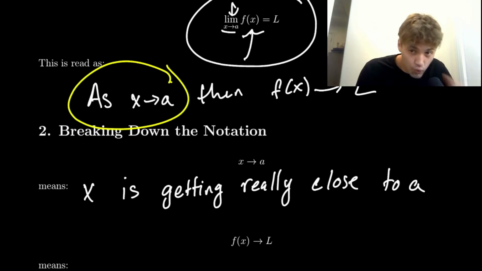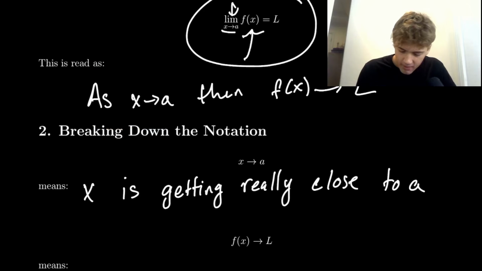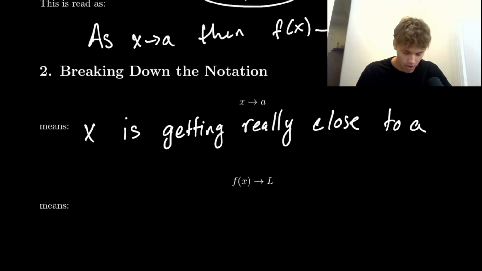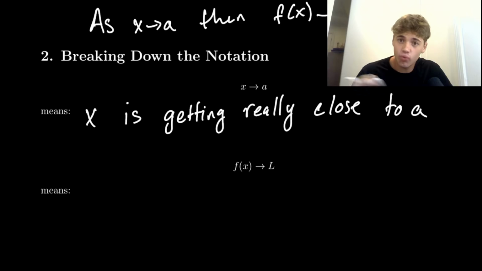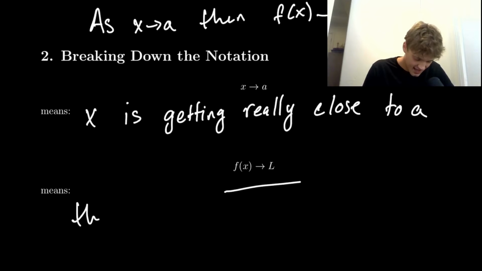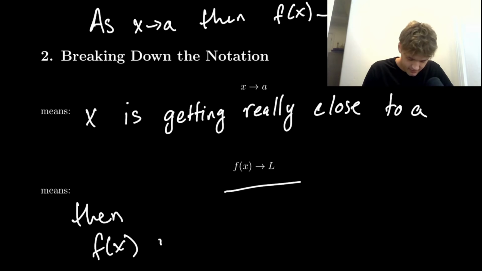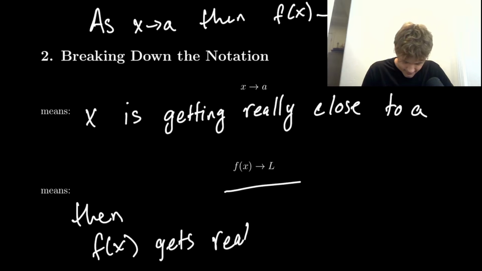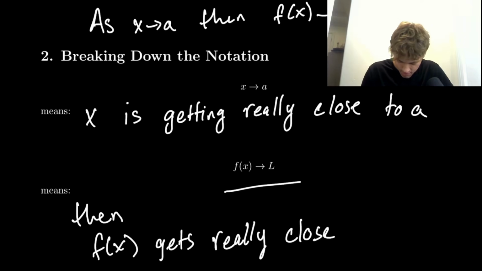As x is getting really, really, really close to a, what can we say about the y values? The heights, f of x, our function. Well, then f of x needs to start getting really, really close to L. And that's what we're saying by that arrow. And that's it. That's all we're saying. As x gets really close to a in the domain, where is our function getting really close to on the y-axis?